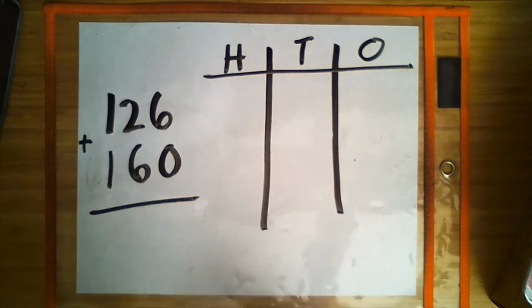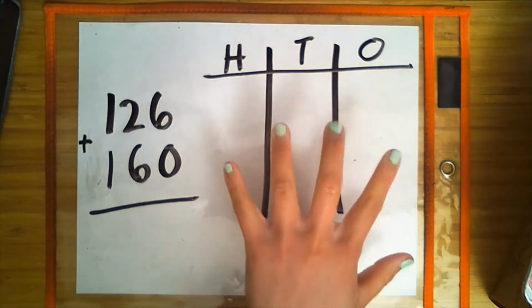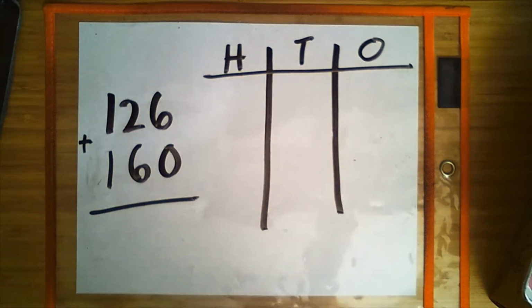All right, friends and families, welcome to the first part of our teacher model. Our number sentence or equation reads 126 plus 160. You'll also notice that we have a blank place value chart here. This is where we will be drawing our chip model.